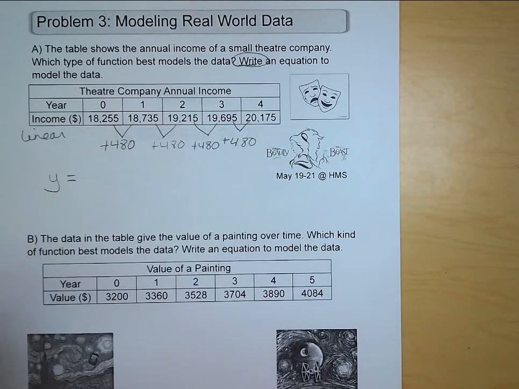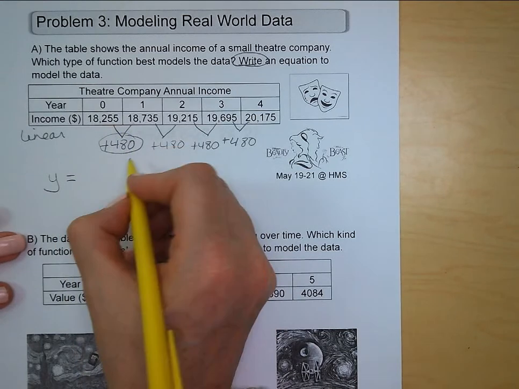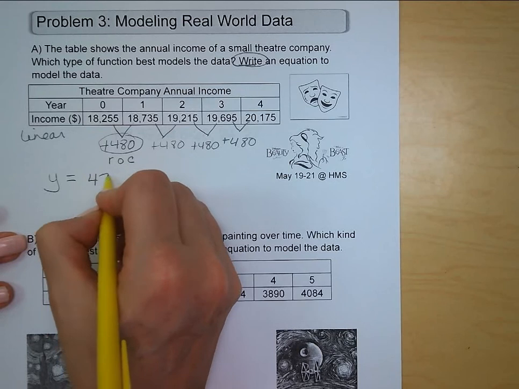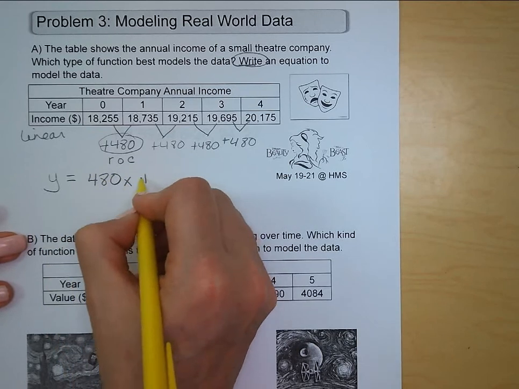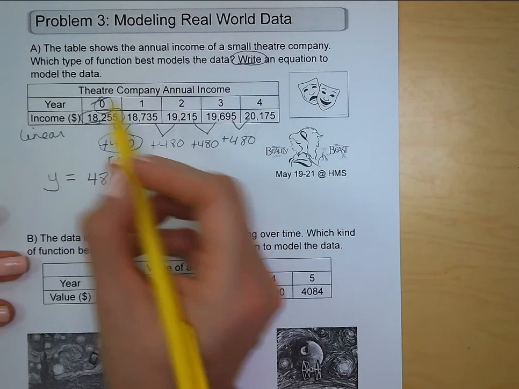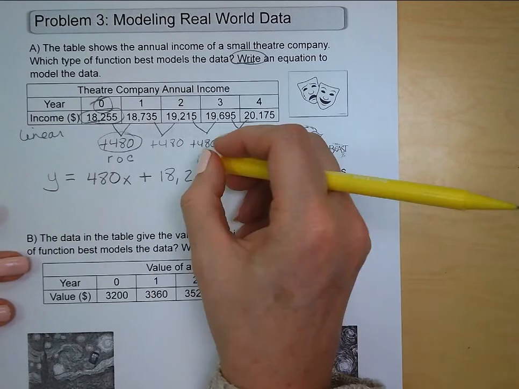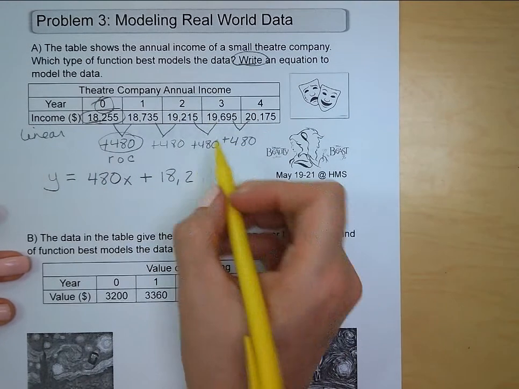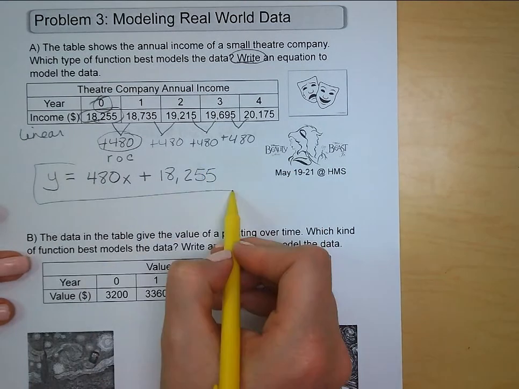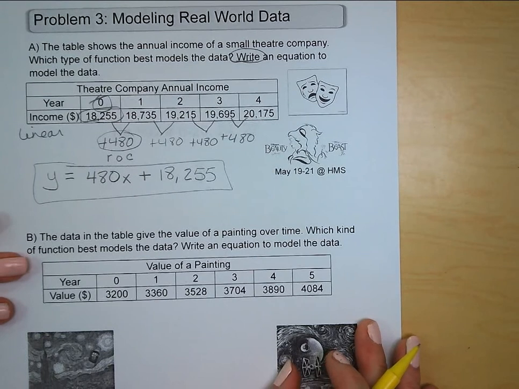So if we think back to, what chapter was that? Chapter 5, when we were doing linears, our slope, or our rate of change, is the change in y over the change in x. So 480x plus, what's our starting point? When x is 0, y is $18,255. So that would be our equation to model it. And we can always double check that by plugging in a couple of these values and seeing if the equation works, which we know it will.